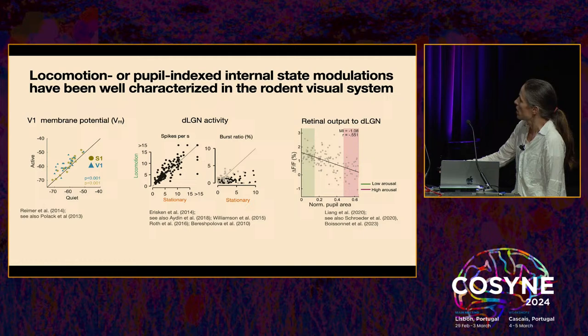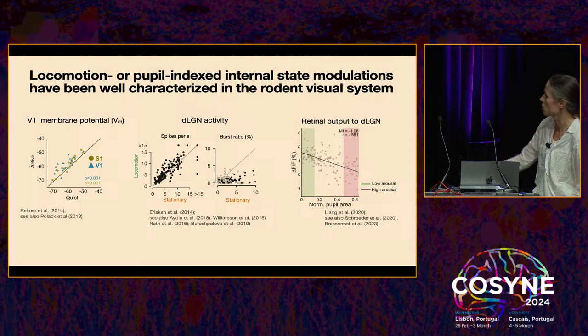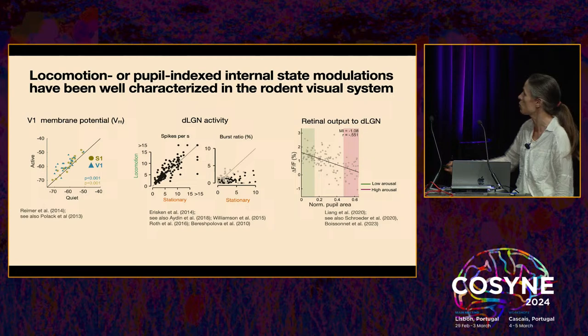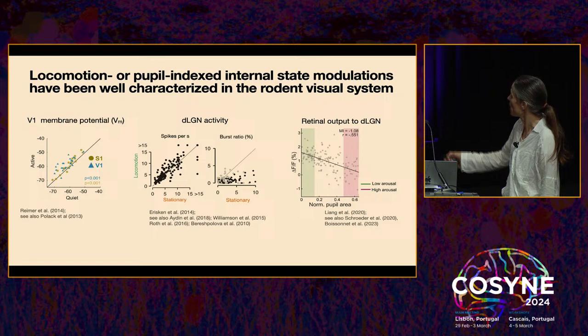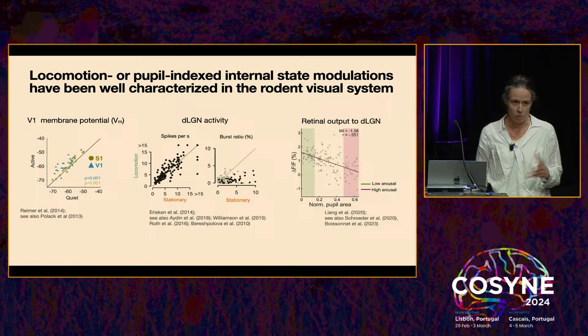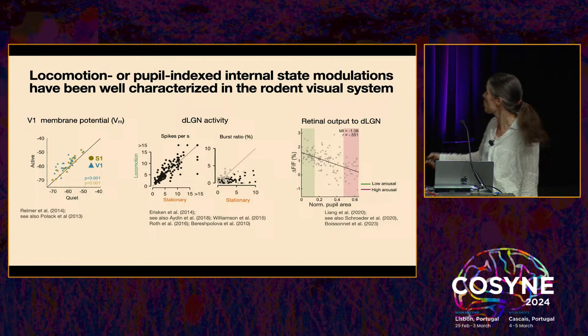In the middle here, you have modulations of dLGN spiking activity with locomotion, so the activity of neurons is generally enhanced when the animal is running compared to stationary, and the ratio of spikes fired in bursts is dramatically reduced when the animal is running. This is our own previous work. And then here on the right side, you see very beautiful work from the Anderman lab, and similar work is now being carried out in other labs, where not only the LGN activity itself, but also the inputs to LGN are modulated by behavioral state.